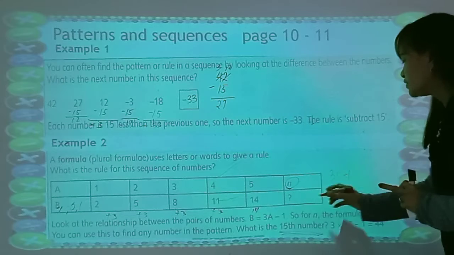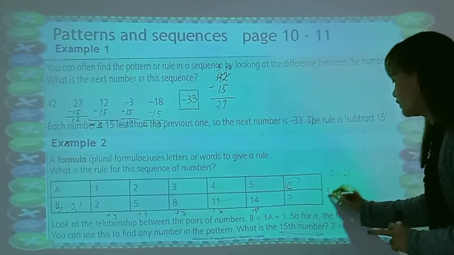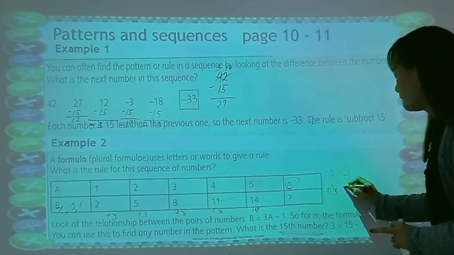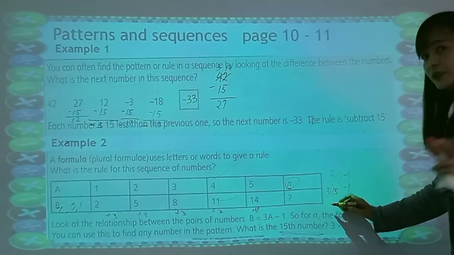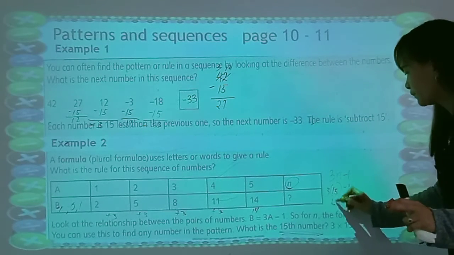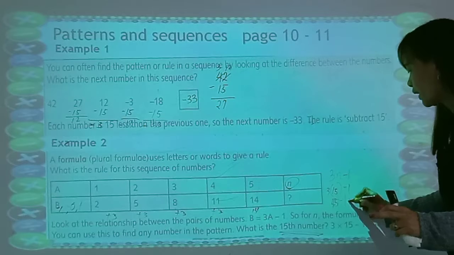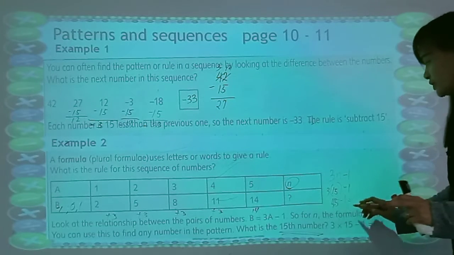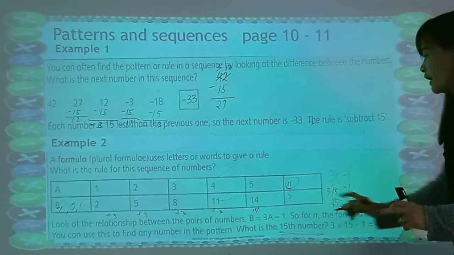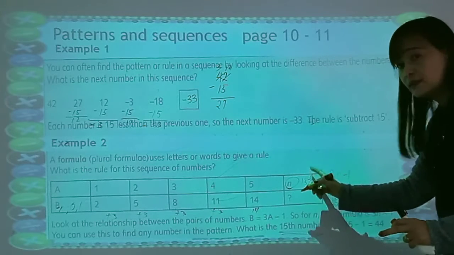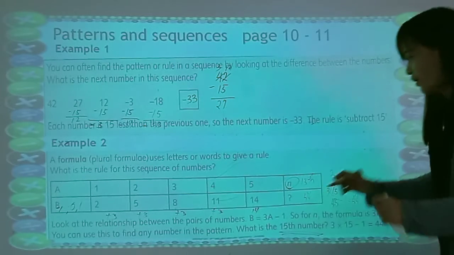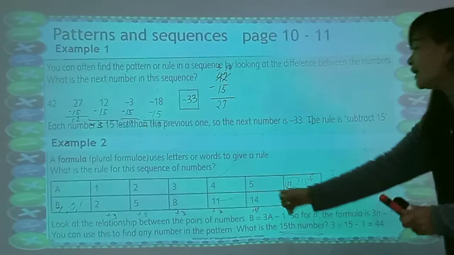By substituting 15, we have 3 times 15 minus 1. So 3 times 15 is equal to what? Very good, 45. 45 minus 1. So 45 minus 1 is equal to 44. Therefore, class, the 15th term is equal to 44. Can you follow? Okay, let us try.